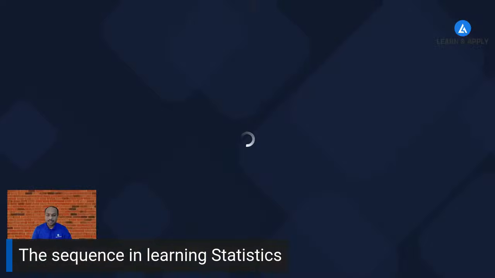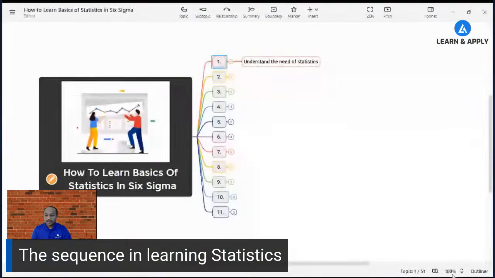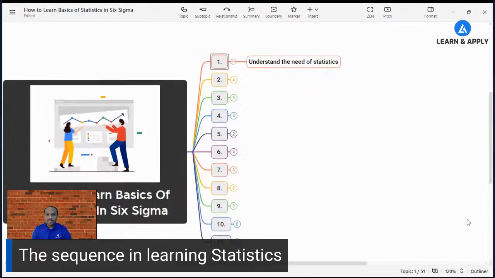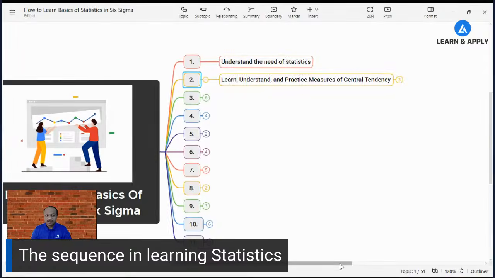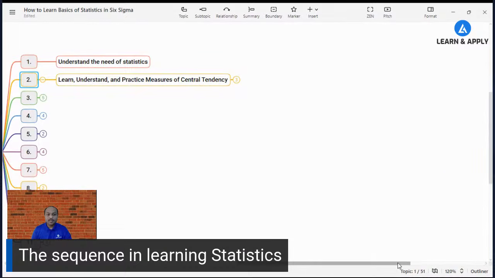Okay. So the first thing that we had seen, understand the need of statistics, right? Now, the second point, we need to understand, learn, and practice measures of central tendency. So this is the second step. Understand what central tendency is.